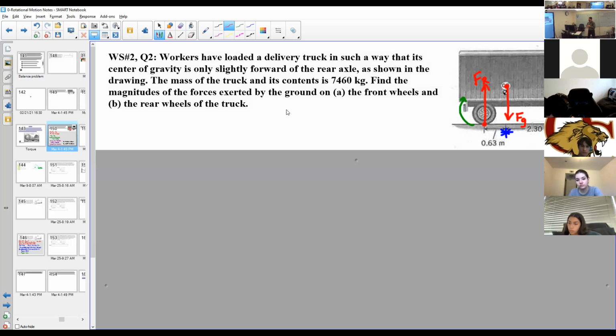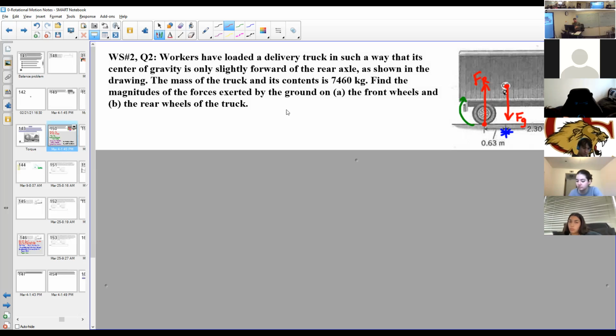All right. So if we look at the forces, that's our first step. We've got the normal force of the ground on the rear wheel. We've got the normal force of the ground on the front wheel. We've got the weight of the truck at the center of gravity as marked on the picture. And then I chose my pivot point to be at the center of gravity. If you chose that, that's great. You did the same as me.